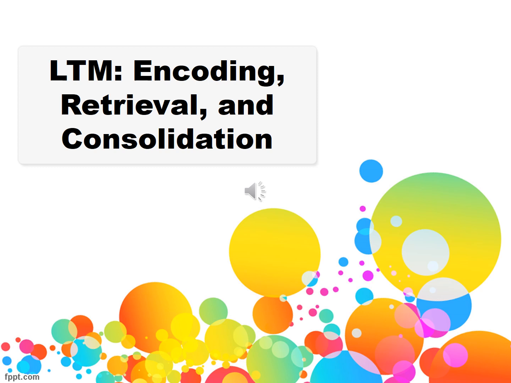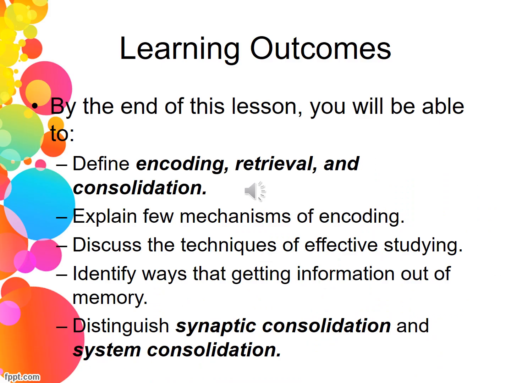So today our topic is still regarding long-term memory, which is more on how it encodes the information, how the information is retrieved from long-term memory to working memory, and the last part of this lecture is about consolidation. It consists of three parts for this lecture. The first one is encoding and then retrieval. The last one will be consolidation.